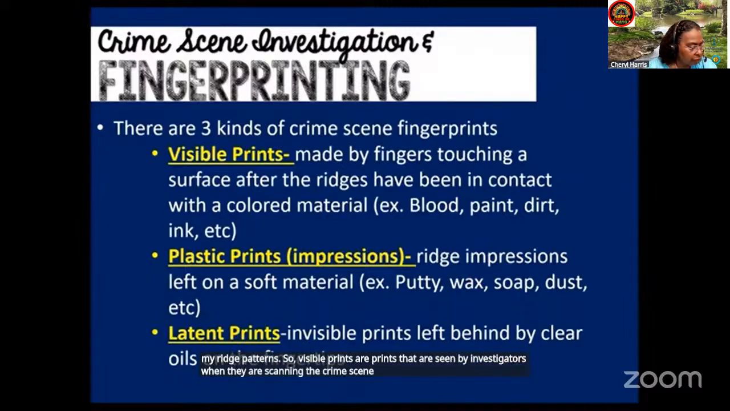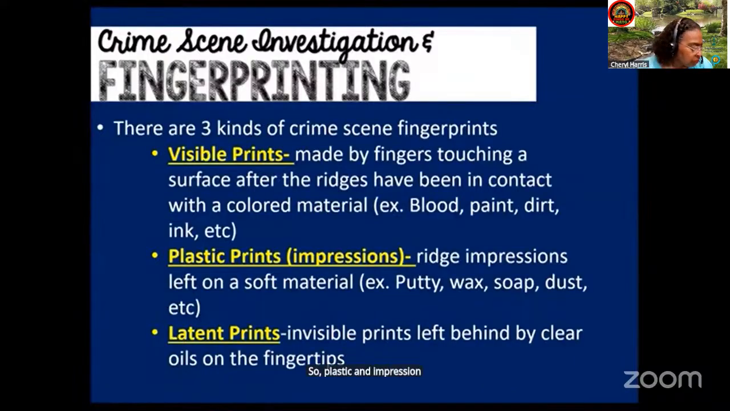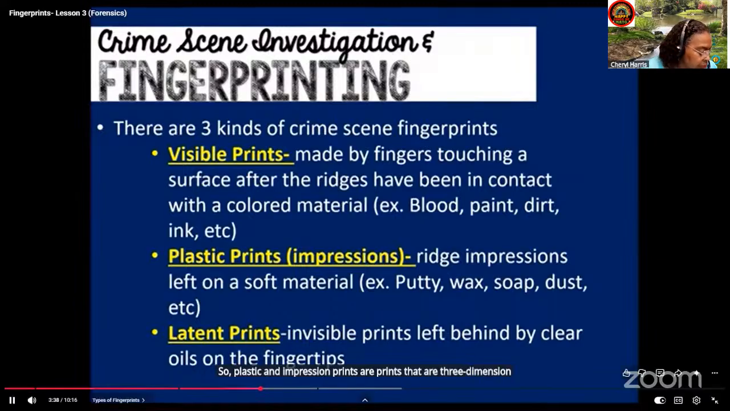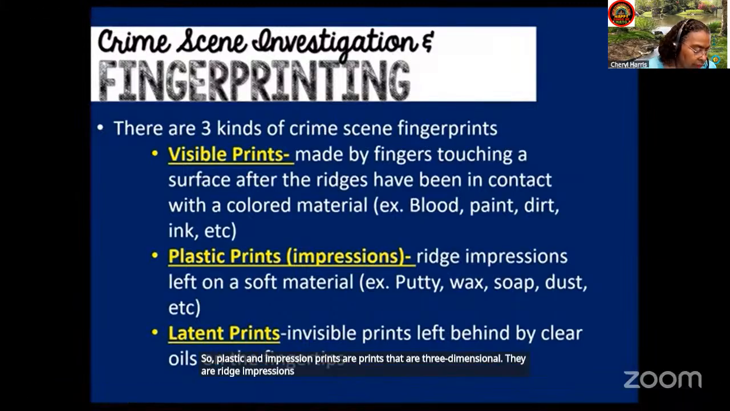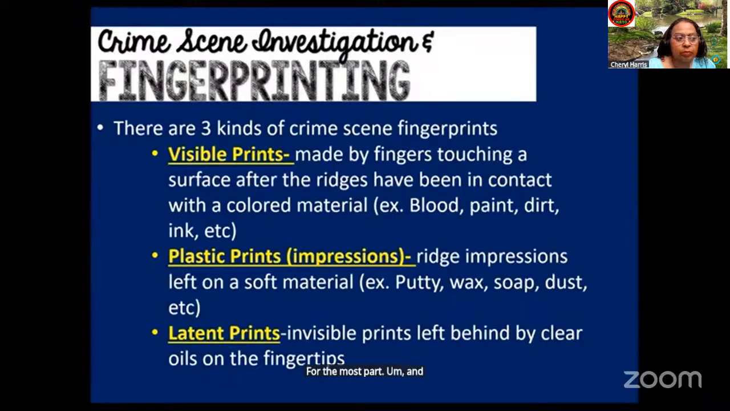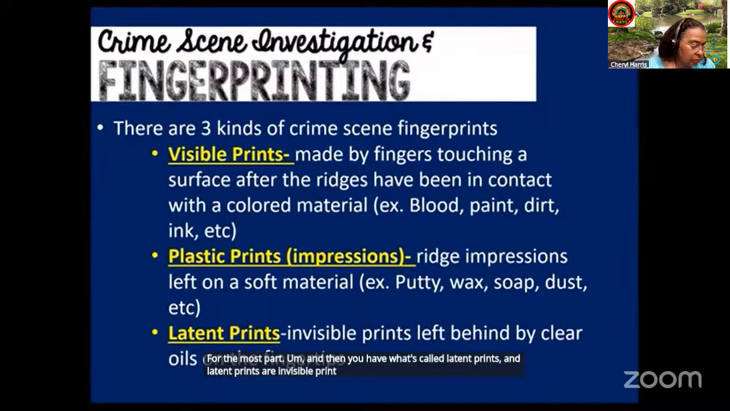You can also have plastic prints, which is synonymous with what some investigators call impression prints. Plastic and impression prints are 3-dimensional. They are ridge impressions that are left in pliable or soft material like putty, wax, soap, or dust, and these are also visible prints for the most part. And then you have what's called latent prints, and latent prints are invisible prints that are left behind by clear oils on the fingertips.